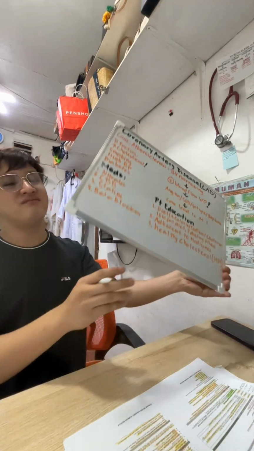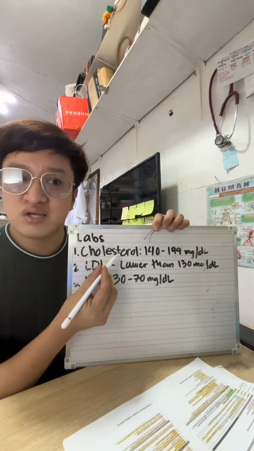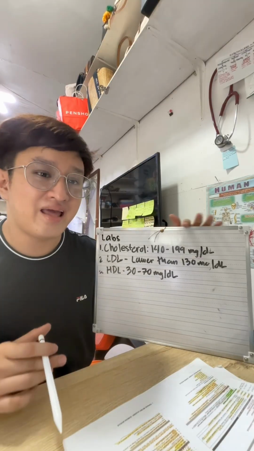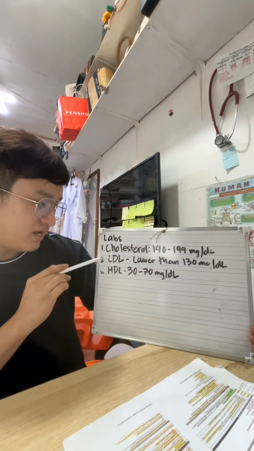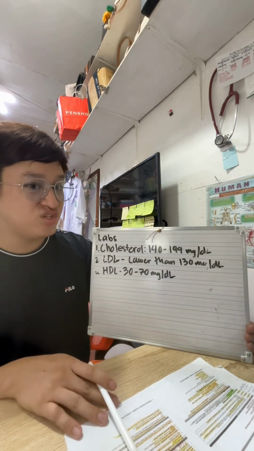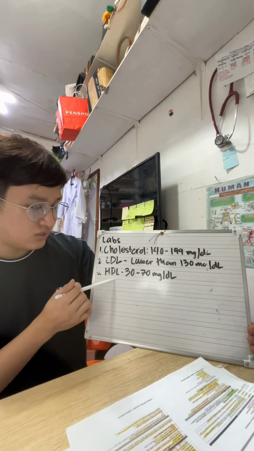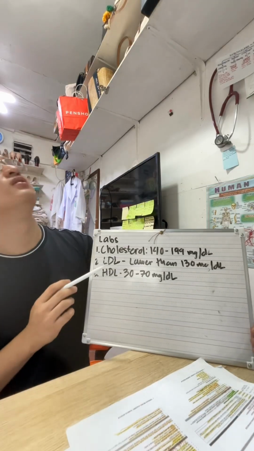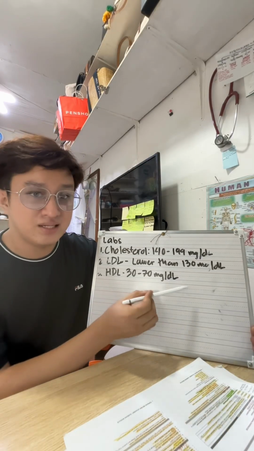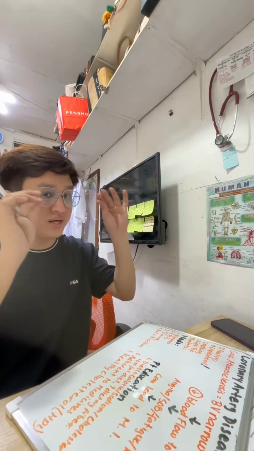What are the values of cholesterol? Cholesterol should be at what? 140 to 199 mg per deciliter. Your LDL should be lower than 130 mg per deciliter. Now next, HDL, our good cholesterol that has protective mechanisms for the heart. It should be at 30 to 70 mg per deciliter. Okay? So that's our discussion for coronary artery disease.